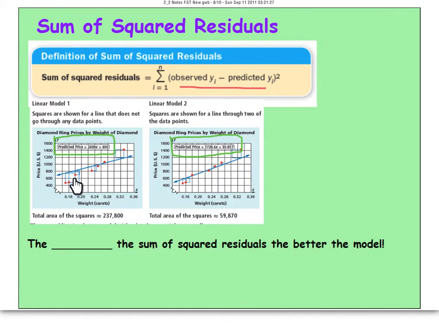They did it for this dot. They did it for all the dots, and then they added up the totals. When they did that, they got 237,800 as a sum of the squared residuals, or the error.